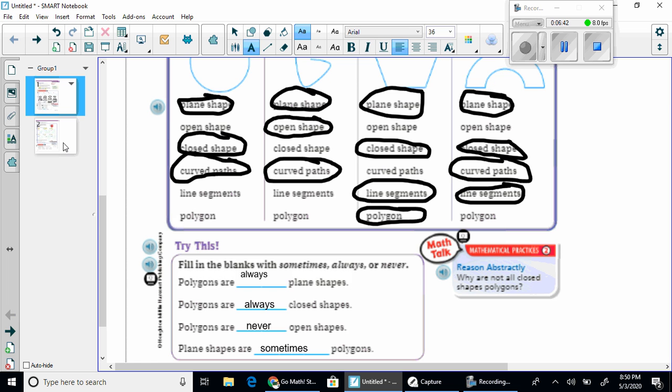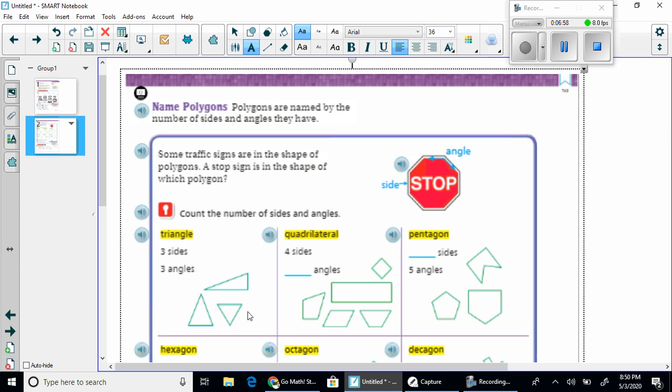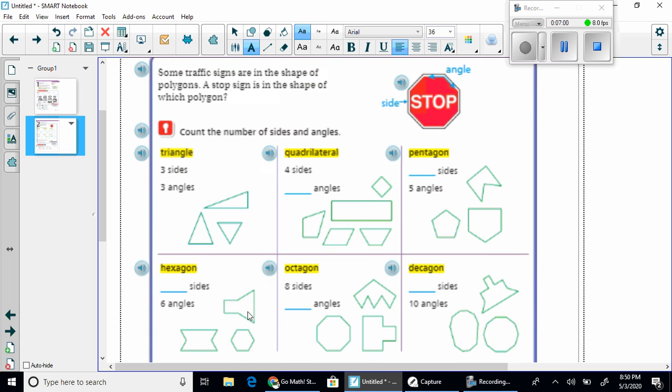All right, so the next part of your assignment is going to look like this, and it's going to be naming polygons, and we're going to be looking at the angles and sides of polygons to help name them. A lot of these I know that you have heard before. They are review, and we're just going to be counting sides and angles. Again, an angle is where two endpoints meet. So count the number of sides and angles.